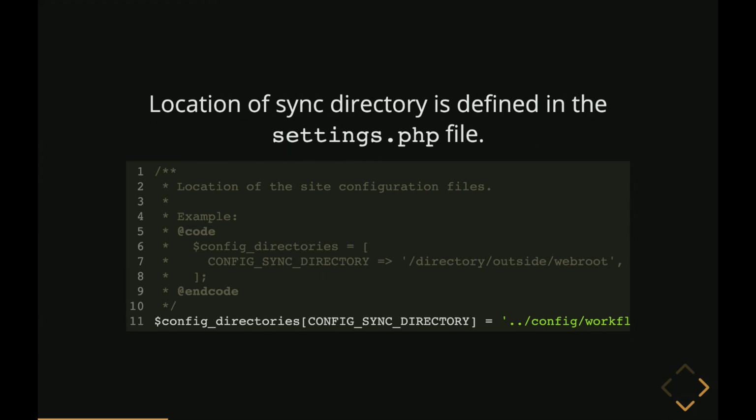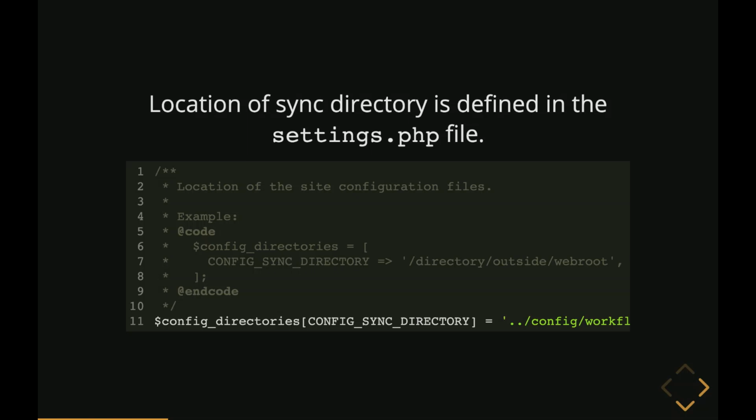One thing I wanted to note is that your settings.php file, the default one that comes with Drupal core, will have some comments. This is just a short piece of it, but if you search for config sync in there, you'll come to this line, and it's commented out at first. When you uncomment it, you can define the location of your sync directory.